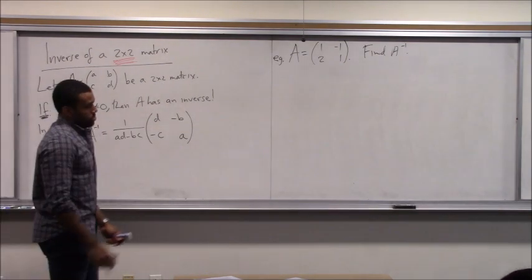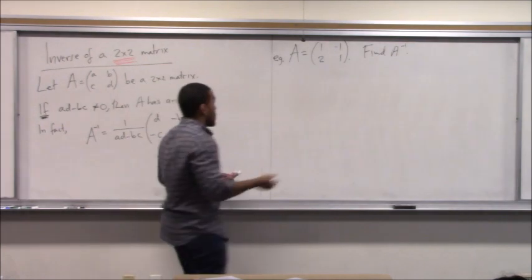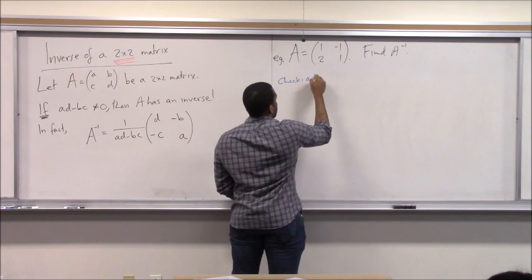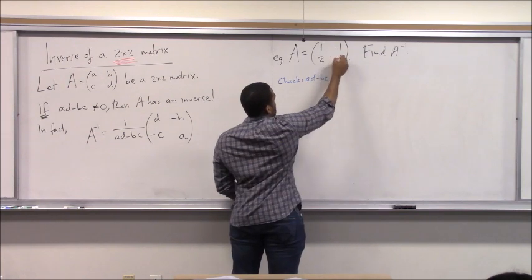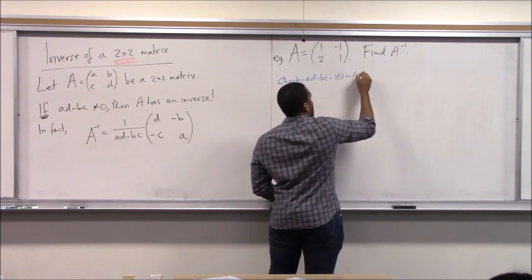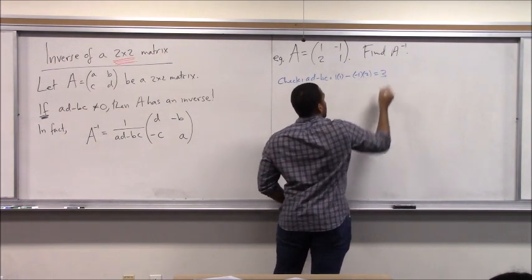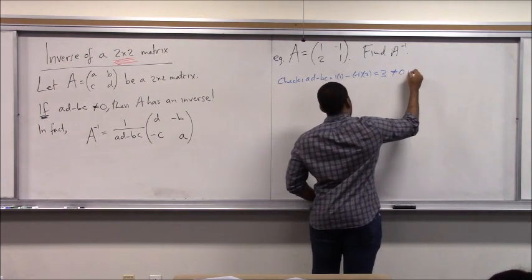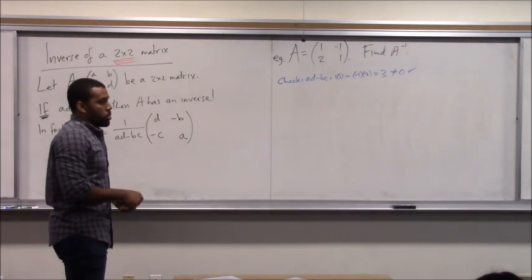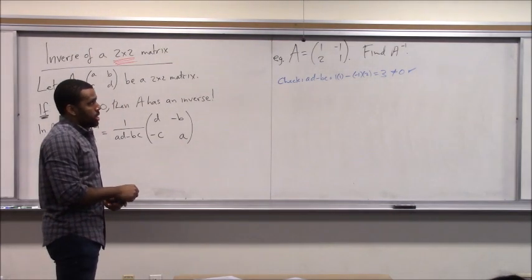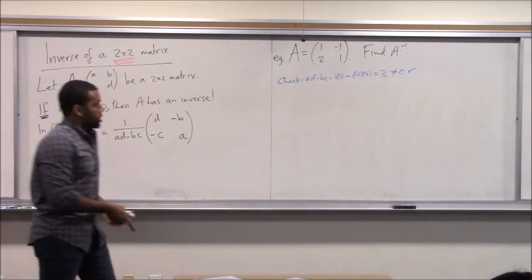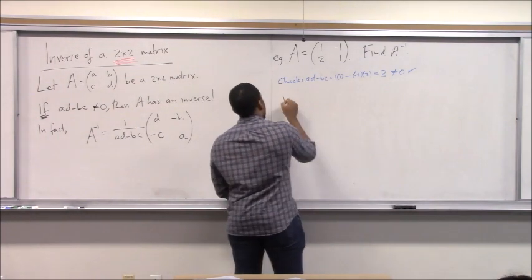So what you're going to do is first you can do your little check. If you look at AD minus BC, this means this times this minus this times that. That is 3, which of course is not 0. That's good. So we know this guy has an inverse. There is some other 2 by 2 matrix that when I multiply by this guy, I will get the identity. What matrix is that? This matrix. So let's actually compute it by the formula.